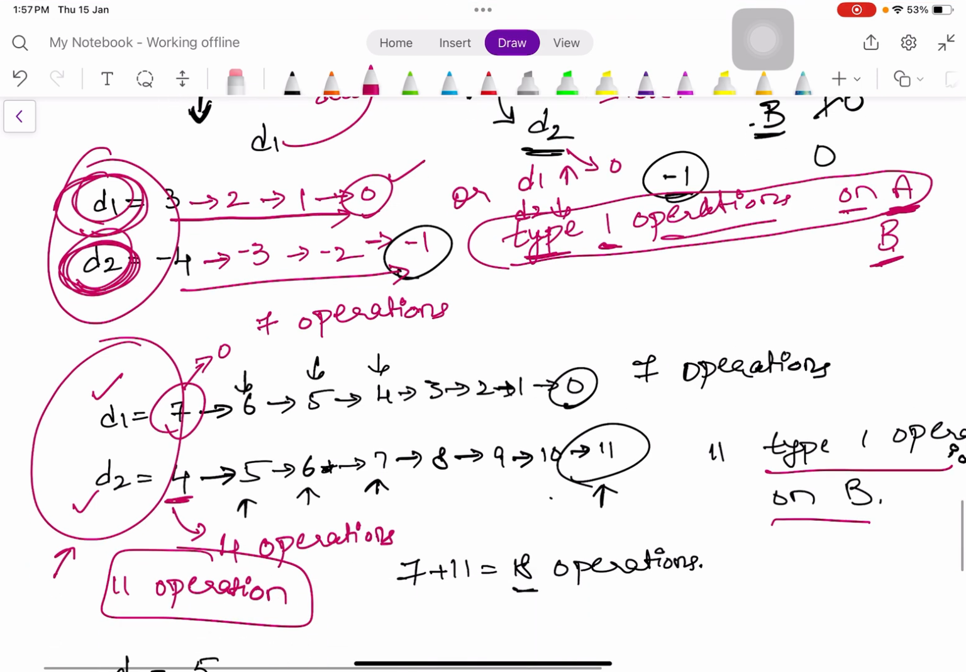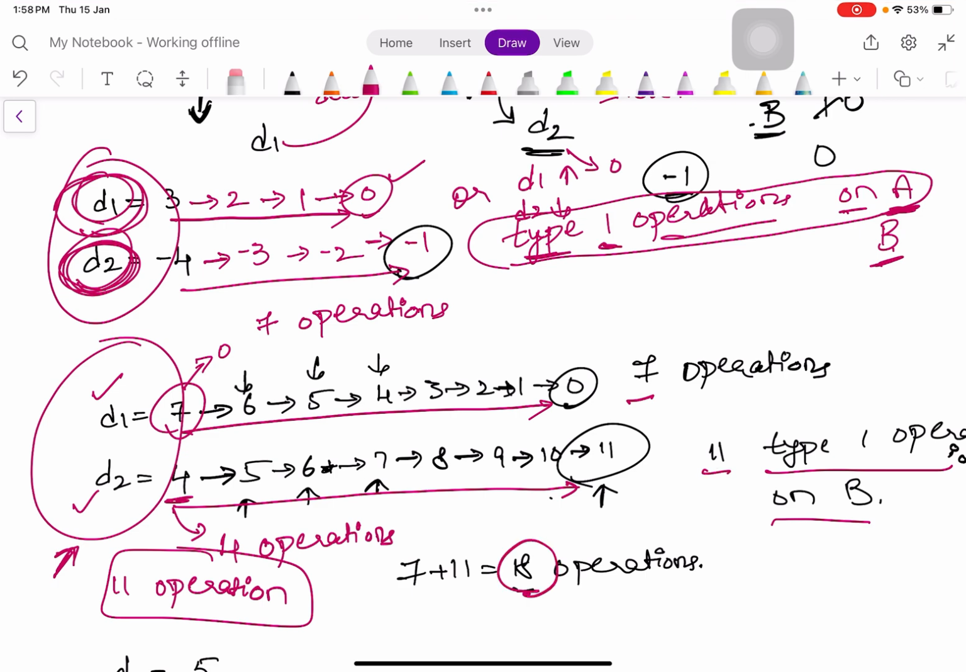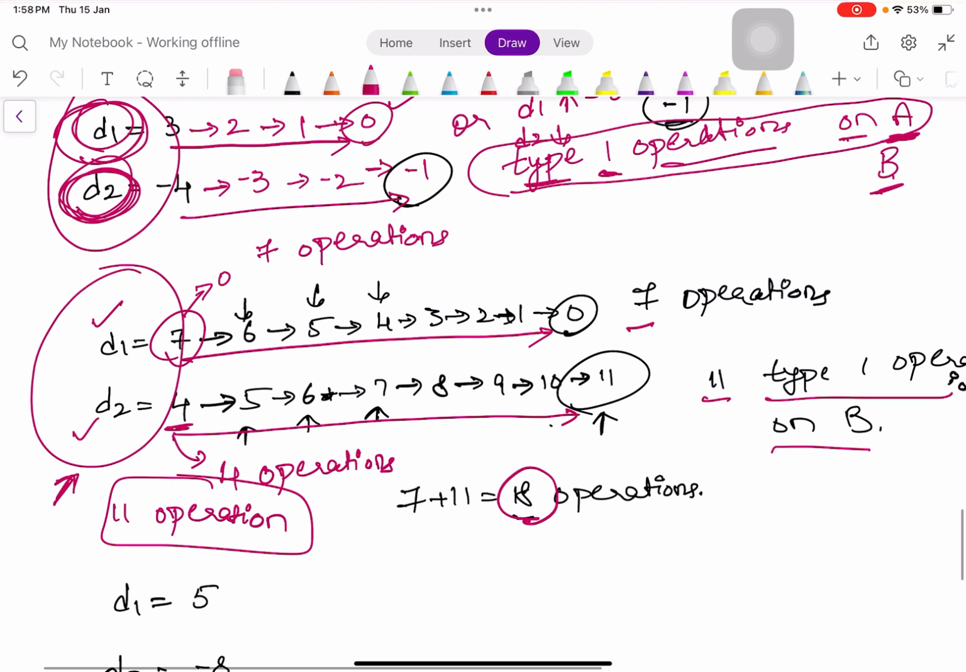But over here in the second example, D1 as 7 and D2 as 4, when D1 was moving towards 0, D2 was actually moving away from 0, which led to 7 plus 4, 11, which is 18 operations, right? So in this case, what was better? Performing all operations on string B was better. That will give you 11 operations, and in 11 operations, string B becomes equal to string C.